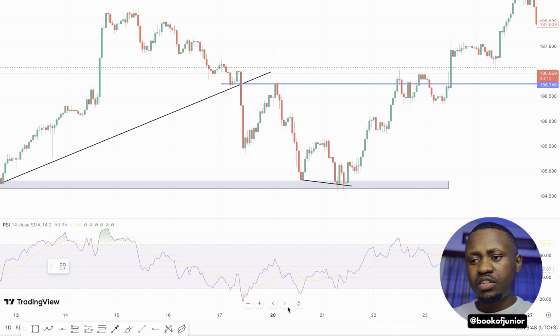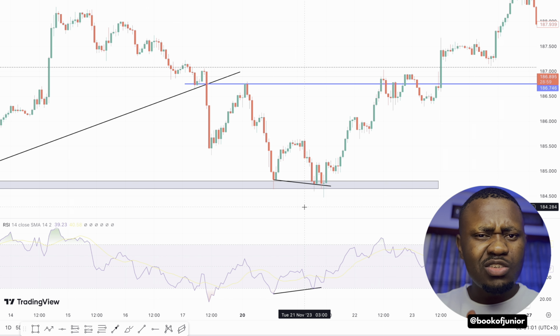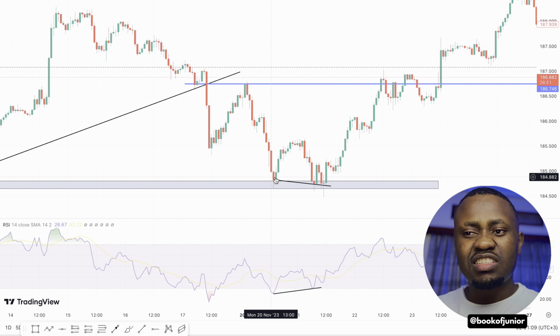So you can see we have divergence right here, and it has to be in the same exact zone, guys. You can clearly see we have divergence in the same exact zone. So anytime you want to catch a trade reversal, look out for divergence. You can see my divergence is very clear right here.